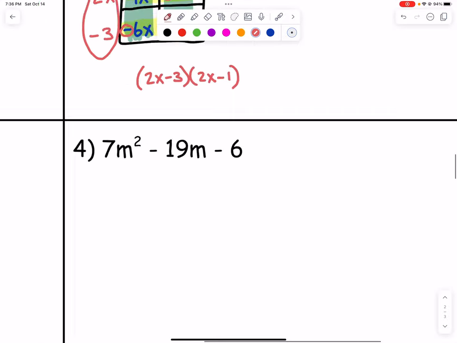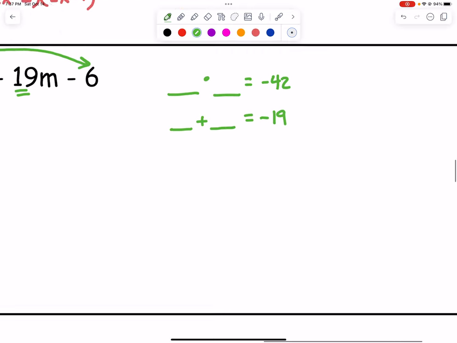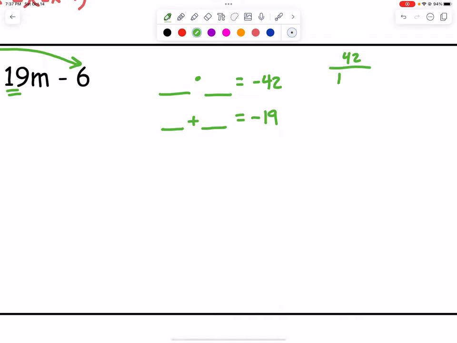Okay, let's take a look at one more example. Number 4 says 7m squared minus 19m minus 6. So these do not have a greatest common factor, but you always want to think about that just in case there is one. So let's multiply a times c to get negative 42. 7 times negative 6 gives us negative 42. Then add up to get b, which is negative 19. So let's see. Factors that give us 42. So 1 times 42, 2 times 21, 3 times 14, and 6 times 7.